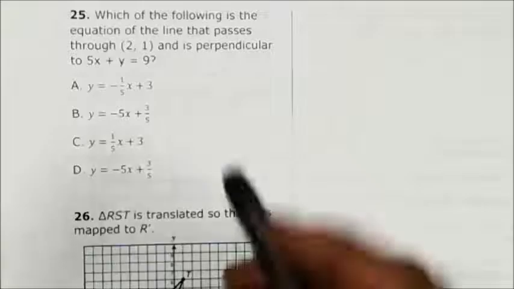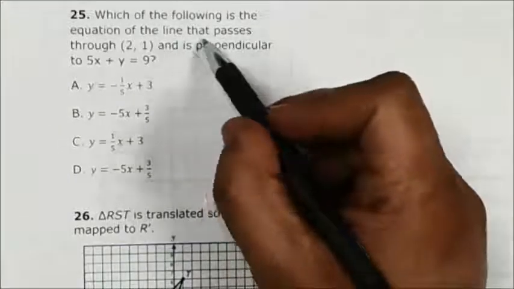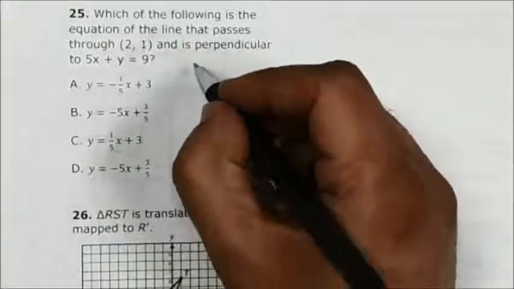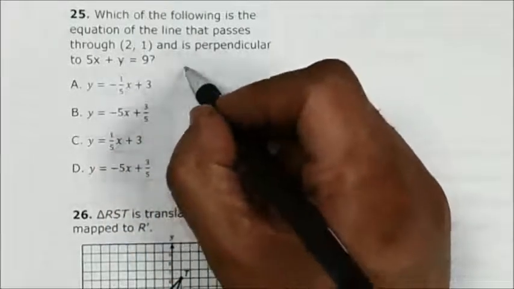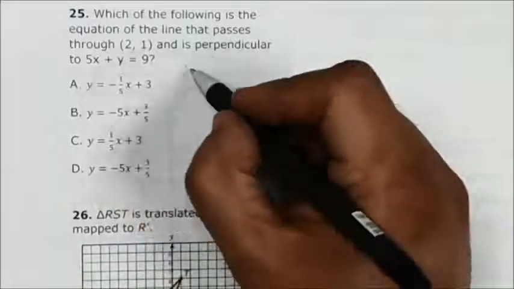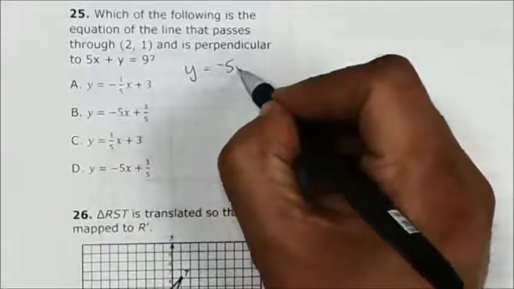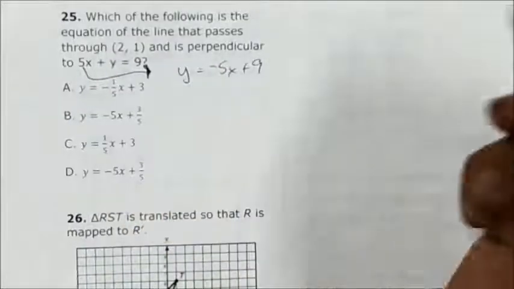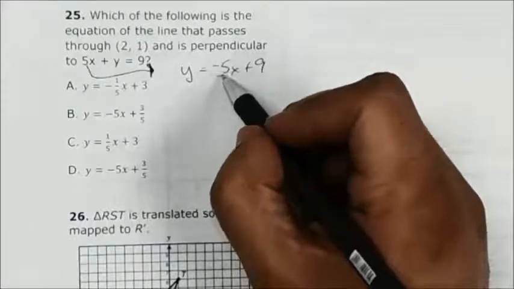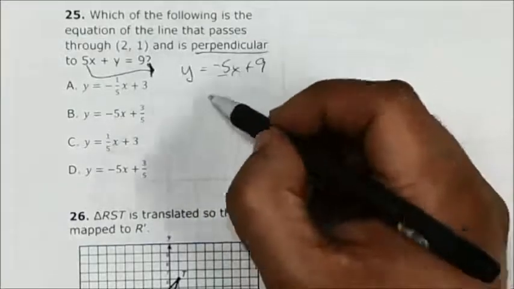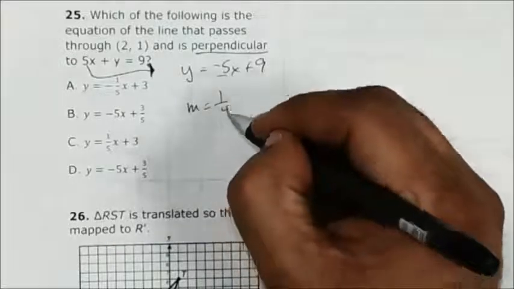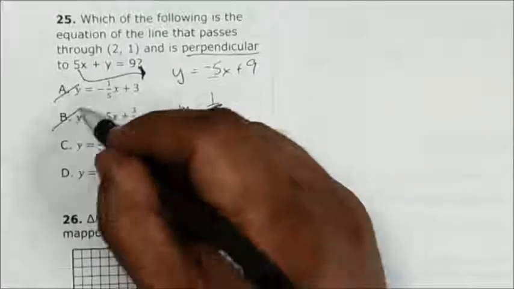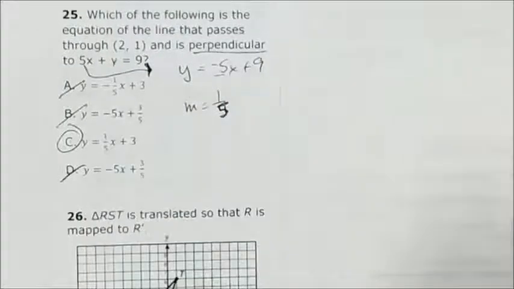Now on number 25, it says which of the following is the equation of the line that passes through (2, 1) and is perpendicular to 5x plus y equals 9. The first thing to do again is to rewrite this in slope-intercept form, since that's what my choices are. So I have y is equal to -5x plus 9, because I'm moving this over across the equal sign, so I have to change the sign. If this is negative and I want it to be perpendicular, I'm looking for a slope of positive 1/5, and that gets rid of all my choices except for C. So C would be my right answer.